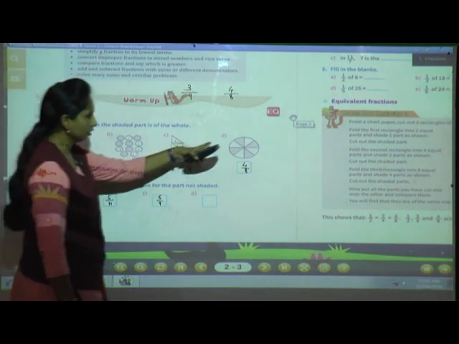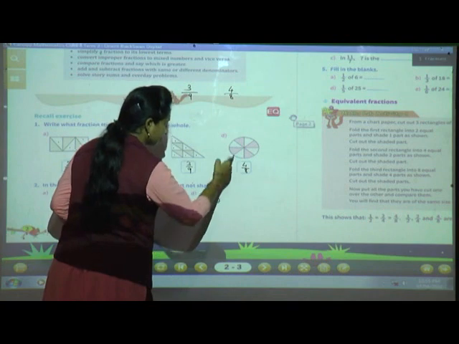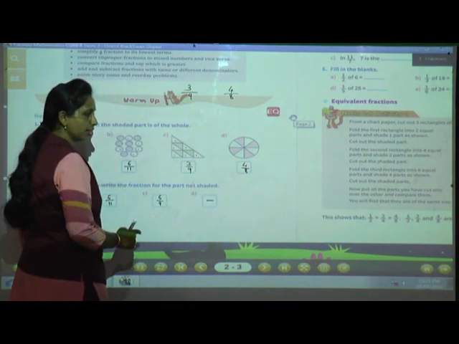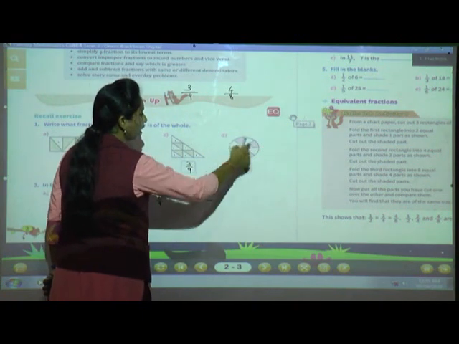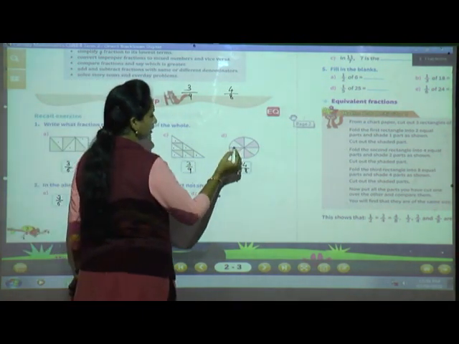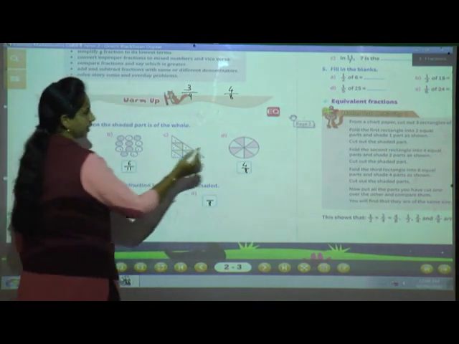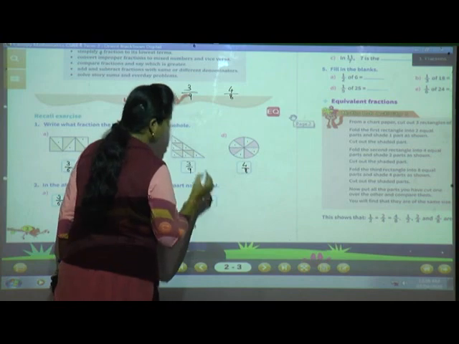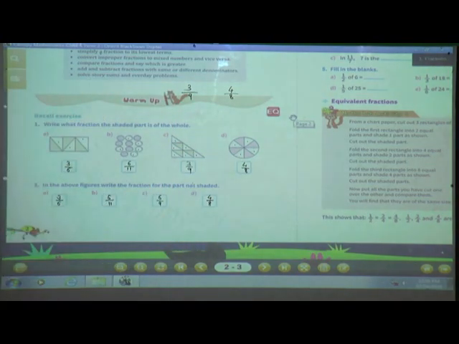Now D question. Now observe the figure. Shape, circle is there. How many parts are there? 8. Total whole 8 parts. Okay. Now we will count how many parts are not shaded. 1, 2, 3 and 4. Clear? Understood till here? Yes, very good. Now we'll move to the third question.